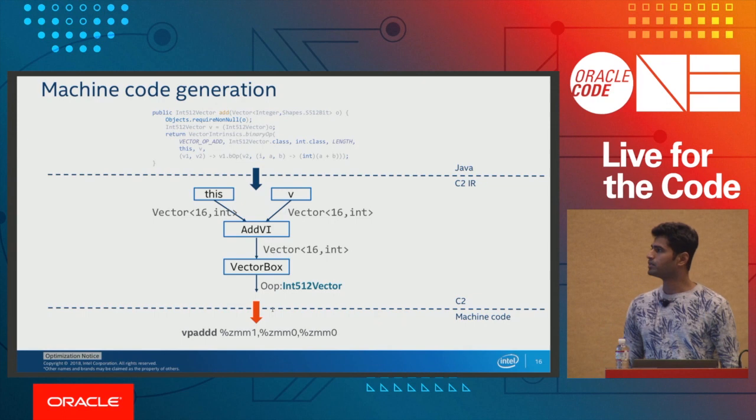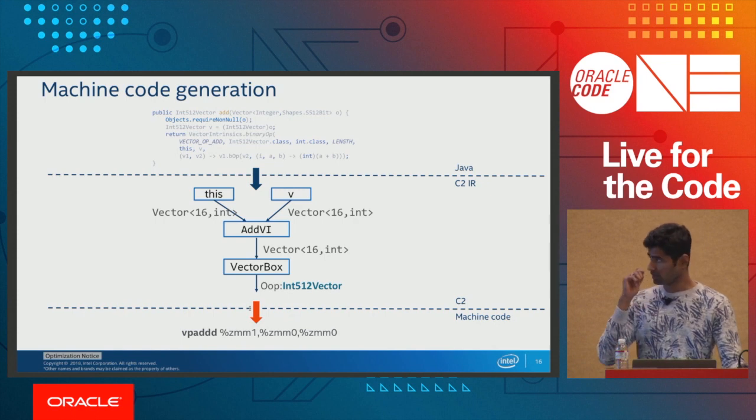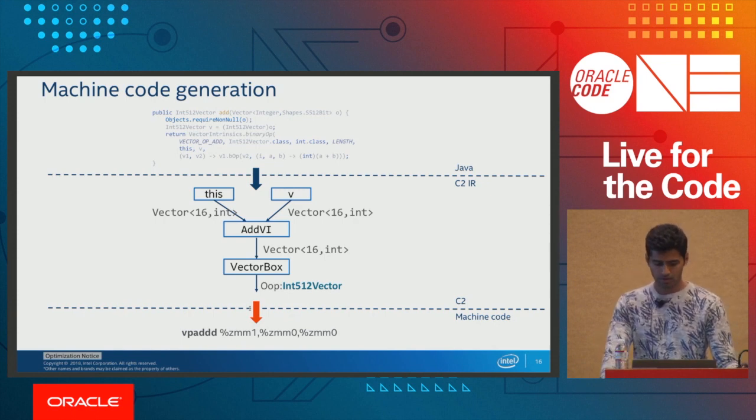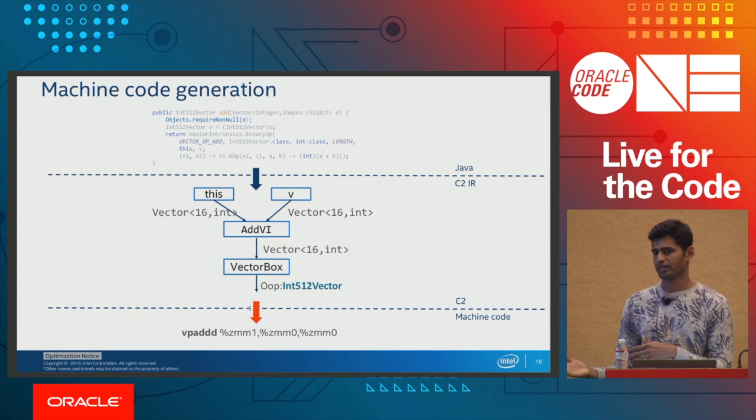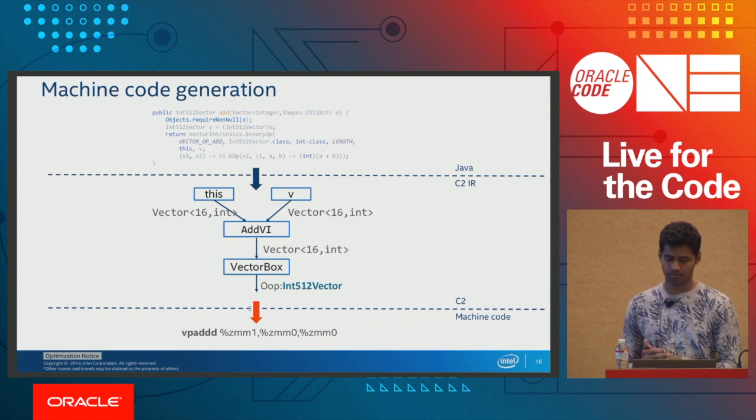As a final step, C2 generates the corresponding vector code for the vector nodes. So here's vector add being generated for the vector VI node. This is a simple example of an add which has a corresponding add instruction in the machine. But at the same time, we have transcendental functions defined, such as log, sine, cos, and so on, which don't have a corresponding machine instruction.